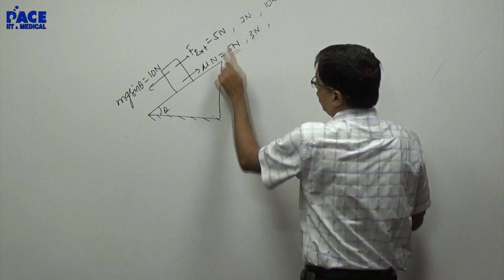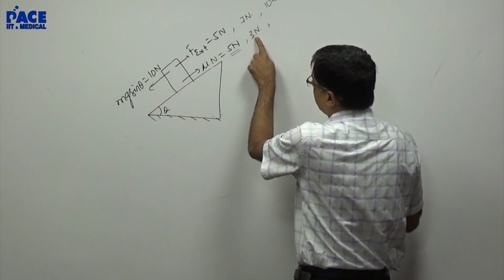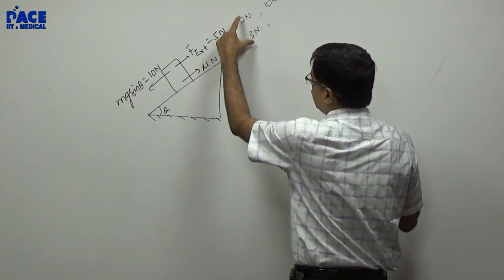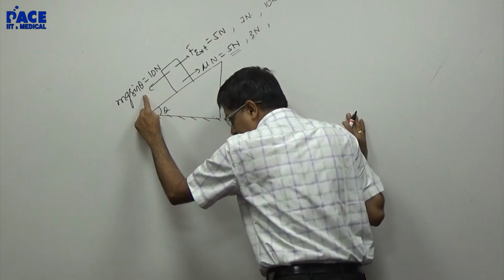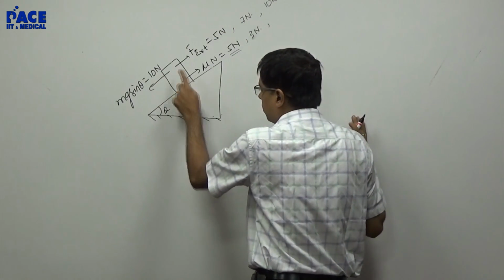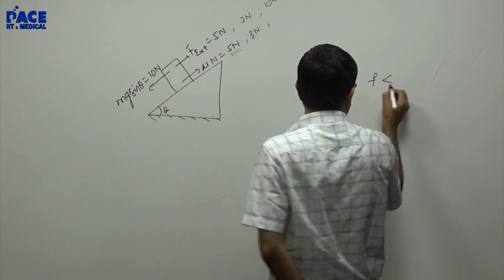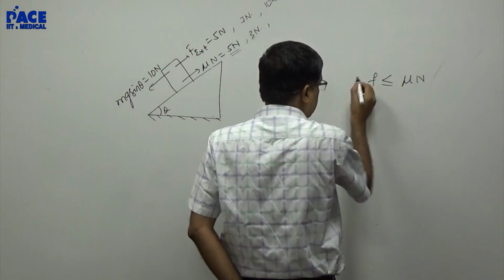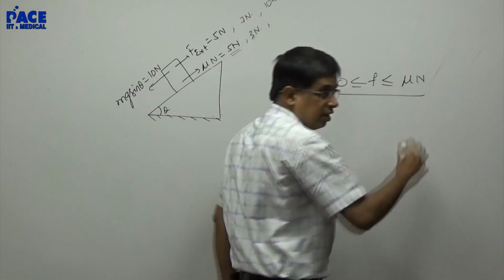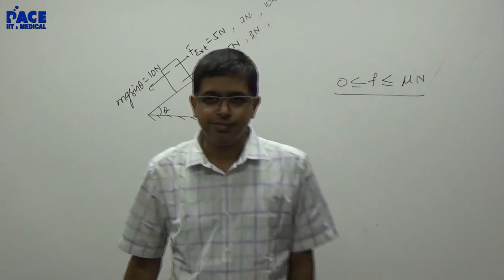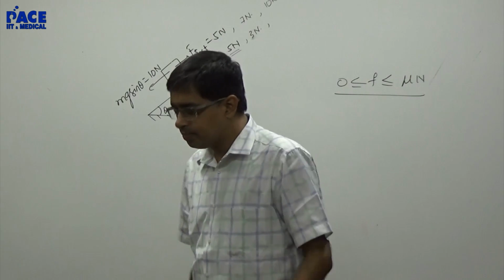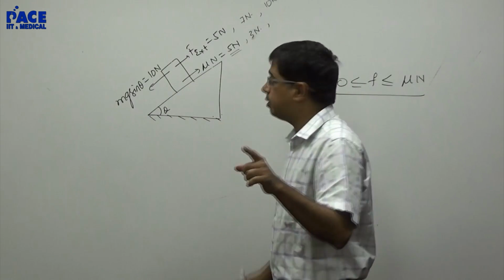External force is 7 Newton. Friction will decrease its value to 3 to make sure this is 10, and it is balancing it to keep the block at rest with respect to the wedge. Friction can take any value lesser than mu n, greater than 0. Smart force, right? Now listen.